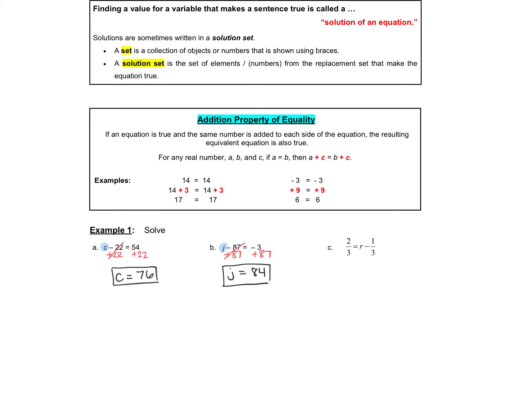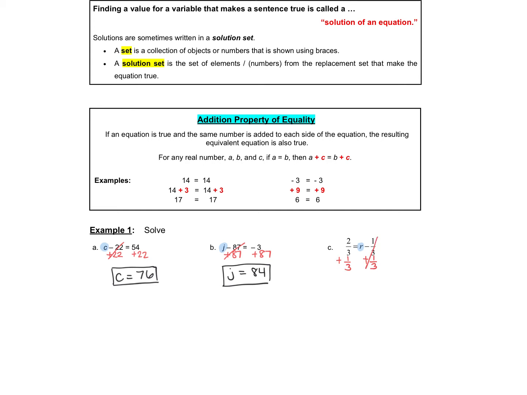All right, next we have 2/3 equaling R minus 1/3. Now I'm used to seeing the variable on the left side, but sometimes it's on the right side, and that's okay. We solve it just the same. I do want to isolate R, so in order to get that alone, I need to do the inverse of subtracting 1/3 and add 1/3. And what we do to one side, we must do to the other to keep it equal.